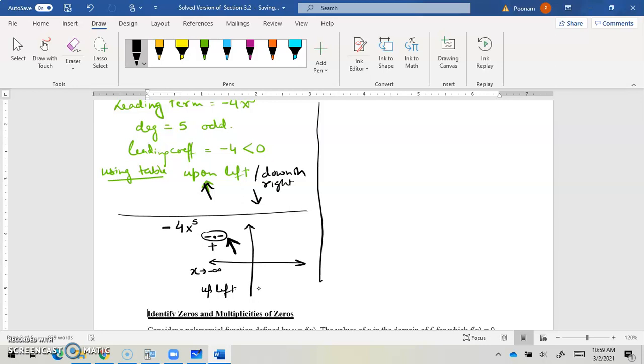Now let's look at the right. X is approaching positive infinity. That means x is a positive large number. This is my leading coefficient. X is a positive large number. This is negative. Negative times positive is what? Negative. That means the graph has to go down on the right hand side. So what is the end behavior? Up on the left, down on the right side.